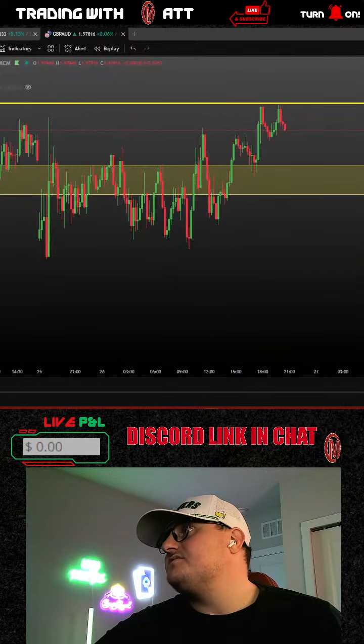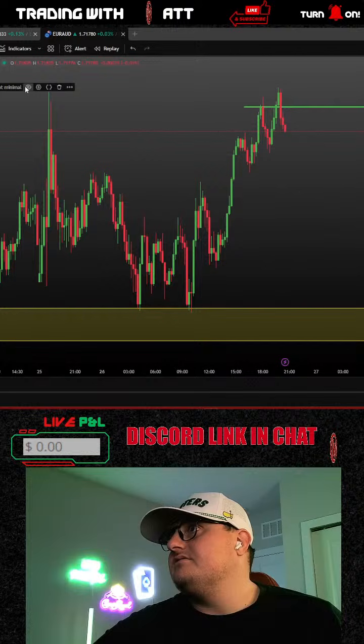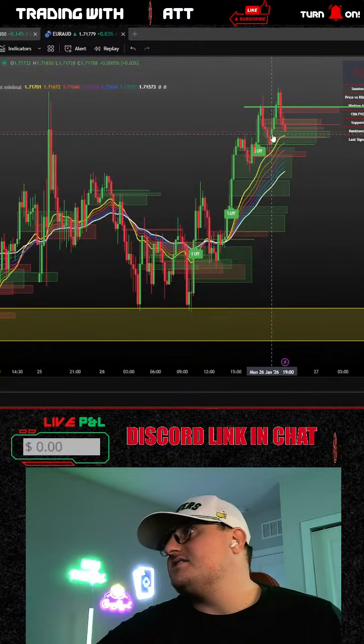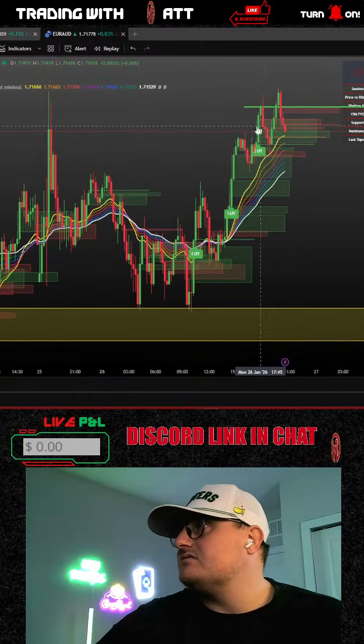Look how small these 15-minute candles are. GBP and Euro AUD are just absolutely dropping. Could have almost taken sells on them. They're dropping so hard.